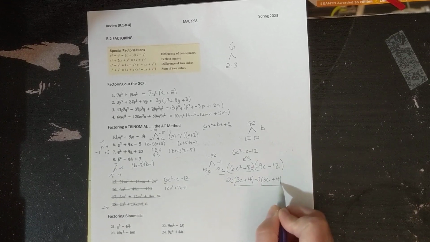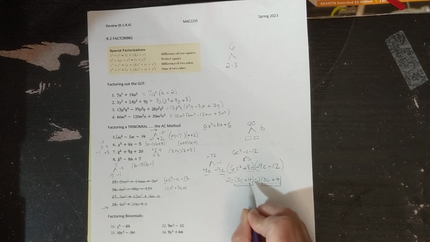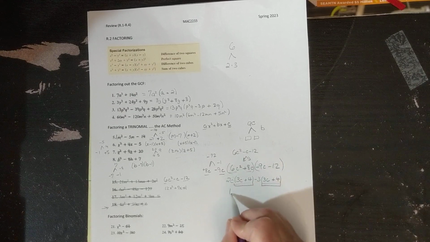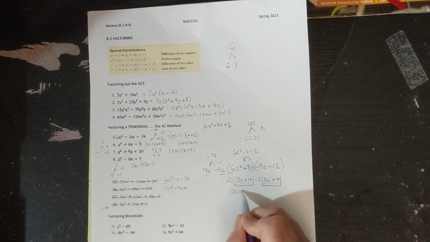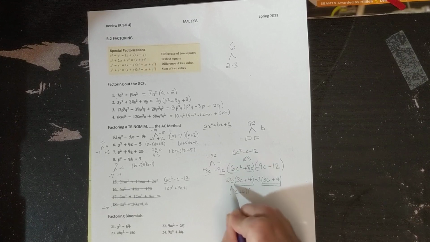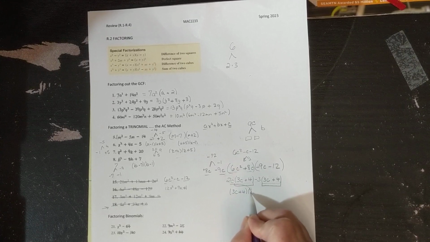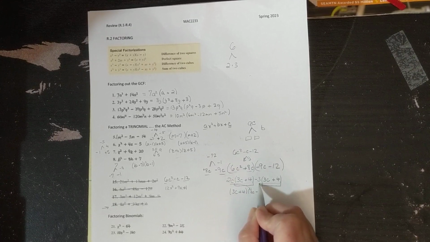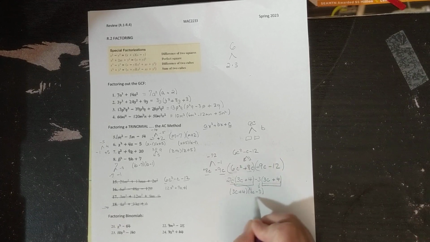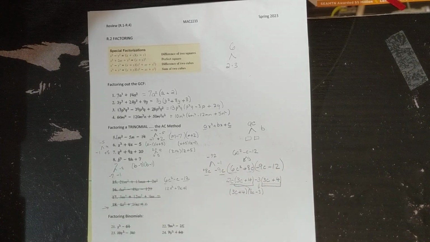These 2 terms will be the same. I have a match. So I'm going to factor out that match, 3c plus 4. And then what's left is this 2c minus 3. This is the correct factorization. I'm going to do that one more time.